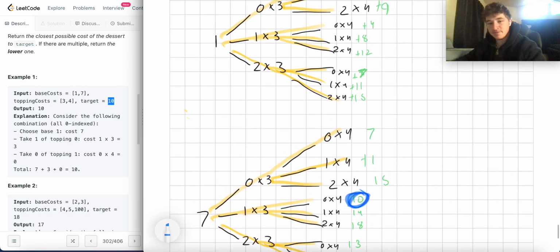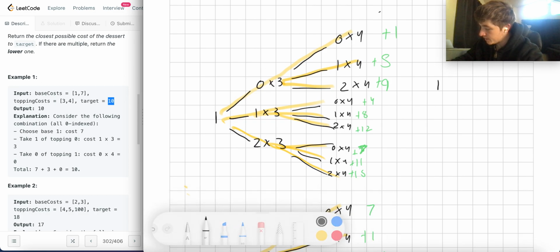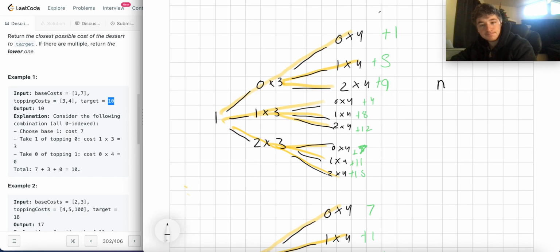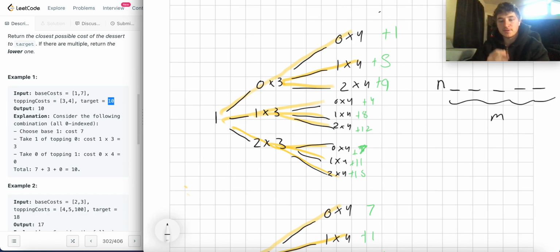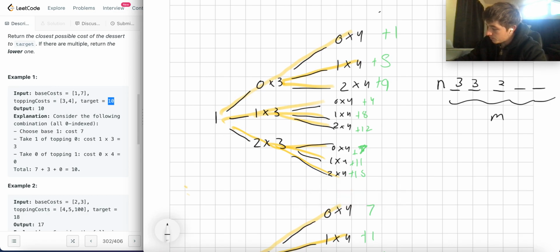Yeah, so what's the runtime of doing this? You might be like, okay, this is crazy. Well, we have to look at each of N ice creams, right? And then we have to make a decision about all of the toppings. So there's M toppings, and we have to branch out 3 times, right? Because we either don't use the topping, we do use the topping, or we use 2 of the toppings, right? So there's 3 options for all of these, for all M of them.